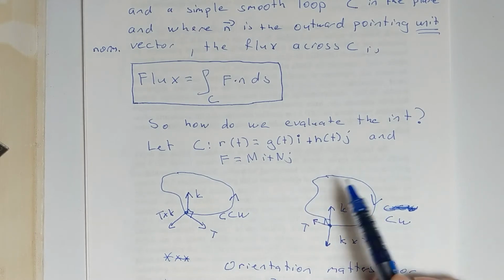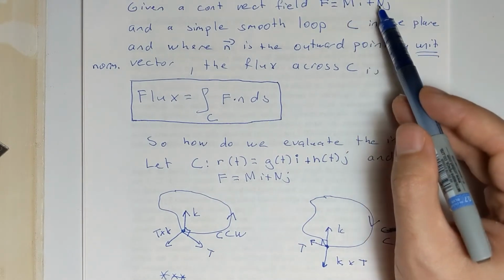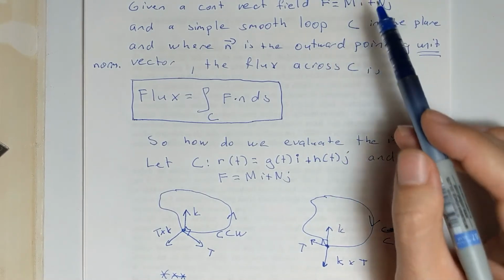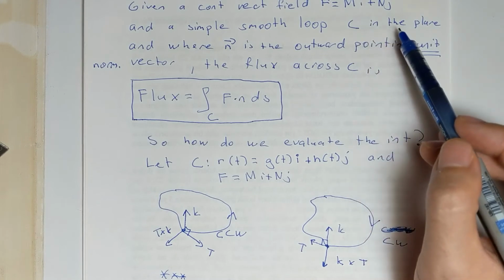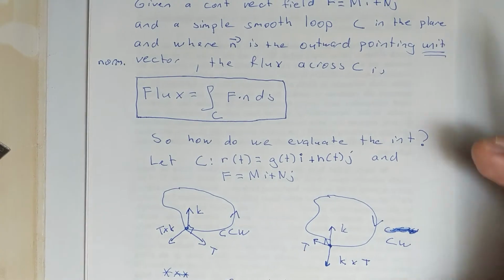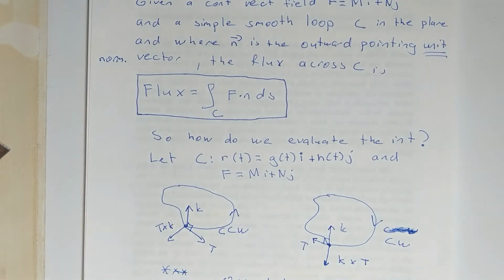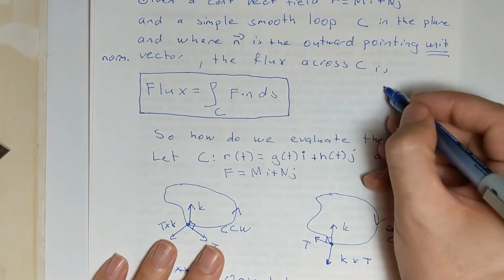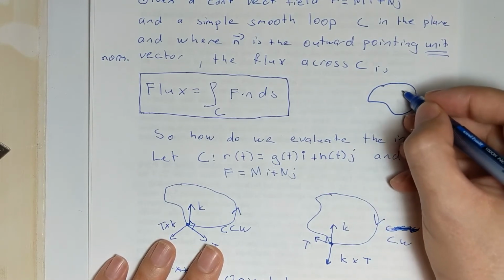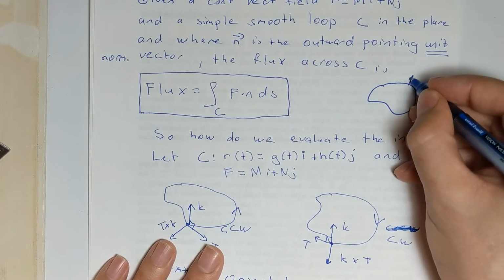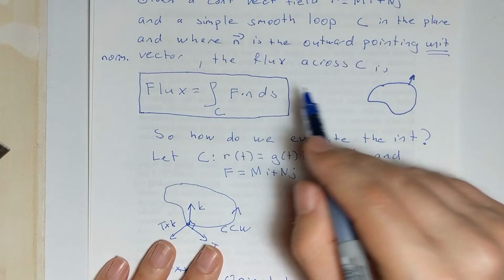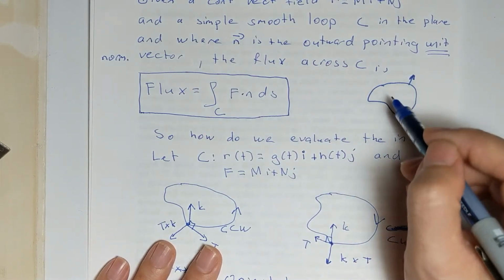We're not in three-dimensional space. We're in two-dimensional space. So we have two components for the continuous force, the continuous velocity field, and we have some simple smooth loop in the plane. Then, to calculate the amount of stuff leaving this, we need to figure out the normal component of the force along this curve.